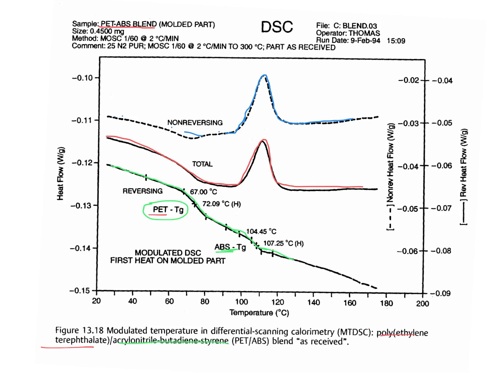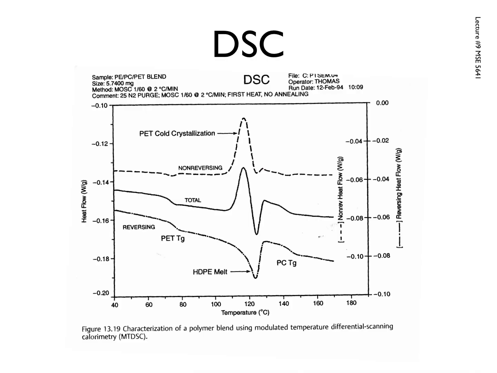The important part of this, and this is where this particular version of DSC really shines, is it separates things that are on top of each other. So it's separating the crystallization of PET and the glass transition of ABS. Without that, in the middle there, they're on top of each other. You can't even see the glass transition of ABS because there's just all this energy associated with cold crystallization of PET. Okay, hopefully that makes sense. Any questions about that?